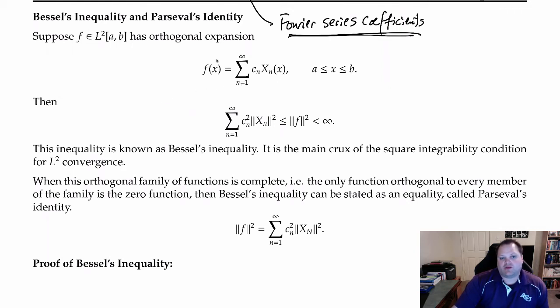Well, it turns out that if you have an orthogonal expansion, you always have this property that the sum of the square of the coefficients and the norm of the eigenfunctions squared is less than or equal to the total energy of the signal, and that will always be, since these are L2 functions and this function f is square integrable, this will always be less than infinity. Now, it turns out that if you have a complete orthogonal family of functions like the Fourier series are, then this is actually equal to each other. So this is something called Bessel's inequality.